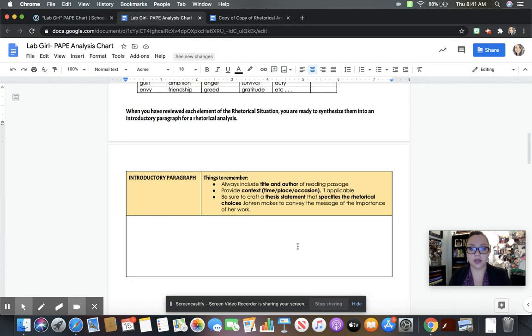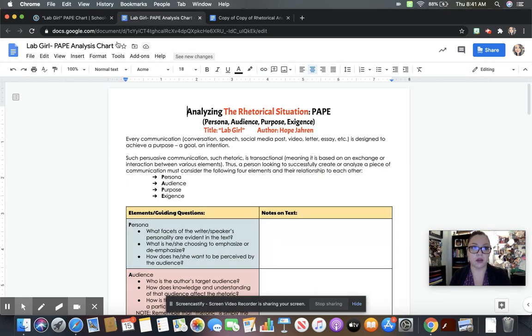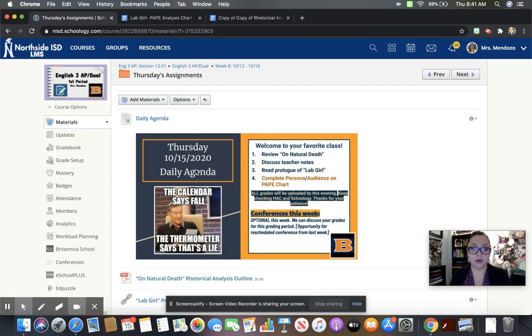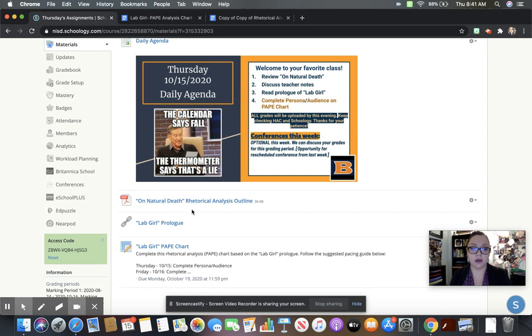The only thing I added was in your introduction, you do need to craft a thesis statement that specifies the rhetorical choices Jahren makes to convey the message of the importance of her work, as stated in the introductory information for the prologue. Okay, so today, to recap, you have an example of unnatural death. You have this outline to use so that you can model it when you read your excerpt from the prologue of Lab Girl and begin working on your PAPE chart. This is not due until Monday. We are taking it slow.